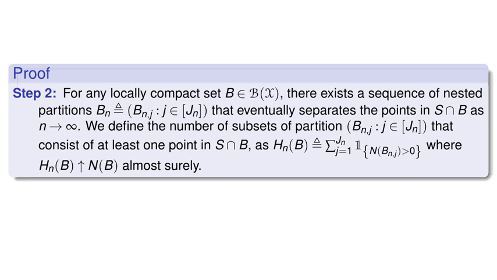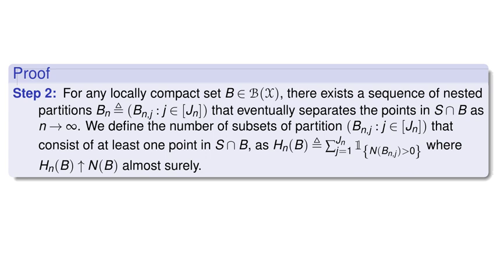Step 2. For any locally compact set B in ℬ(𝒳), we can find a sequence of nested partitions. Let's call the nth partition B_n, which consists of sets B_{n,j} for j from 1 to J_n. This sequence of partitions is chosen such that as n goes to infinity, it eventually separates all the individual points in S ∩ B.